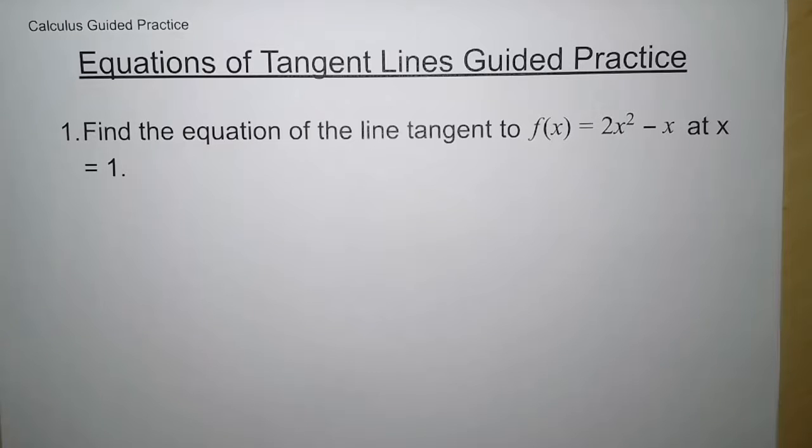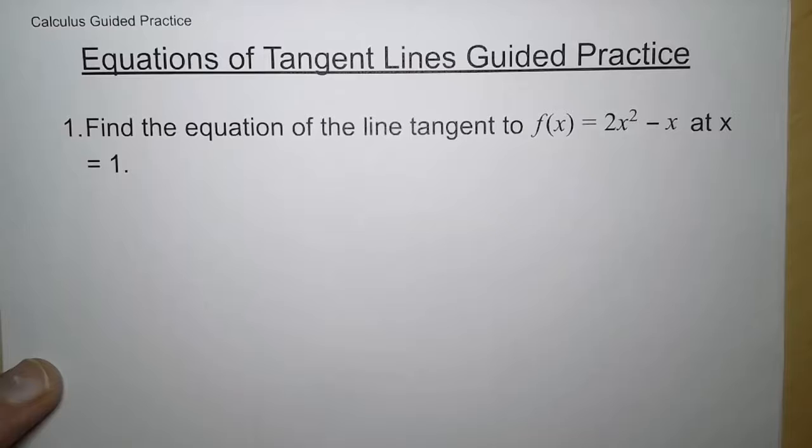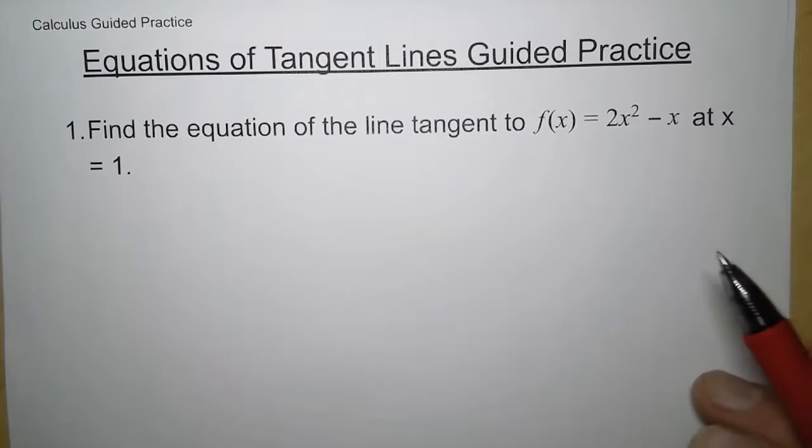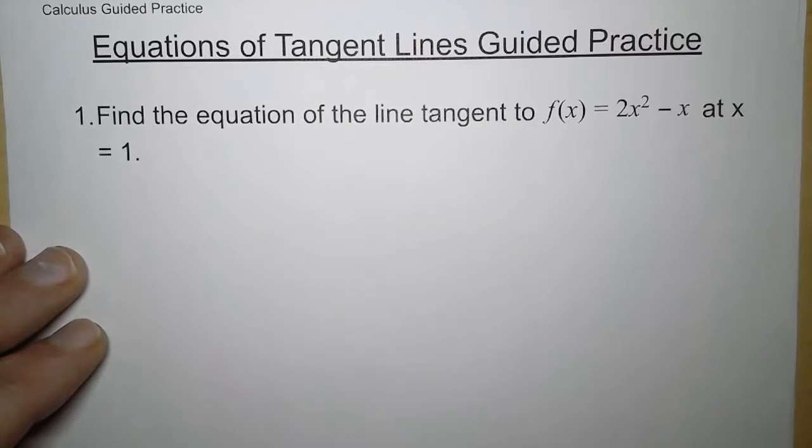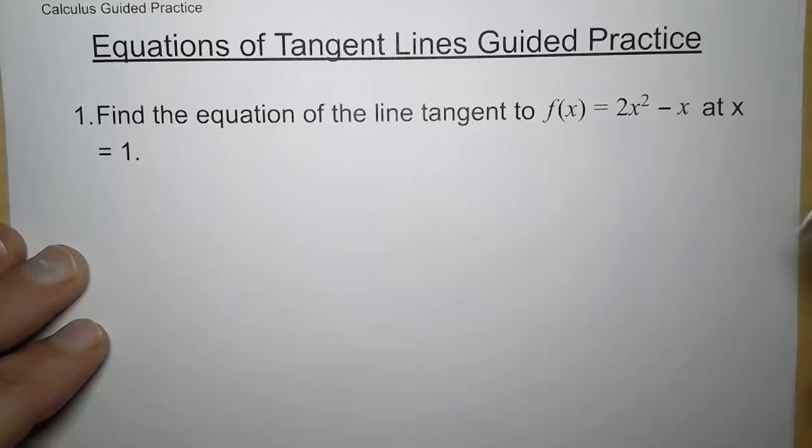So let's get started. With number 1, we want to find the equation of the line tangent to y equals 2x squared minus x at the value x equals 1. In order to find the equation of a tangent line, we need two things. We need a point and we need a slope.